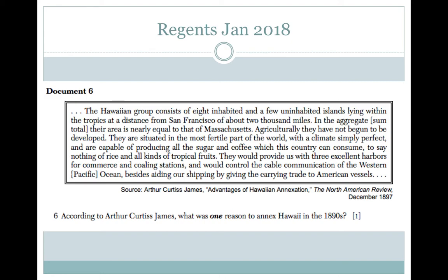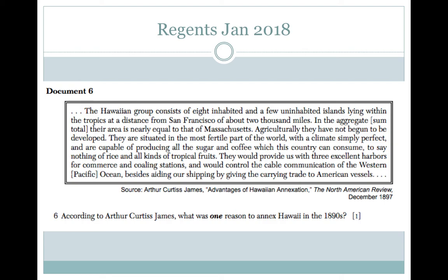Here's how they bring geography into the DBQ questions. So here's a DBQ question, right? And they're asking us, according to the author, in this case James, what was one reason to annex Hawaii in the 1890s? So one easy thing to do for the students is make sure that your answer is inside the document. Literally, students get this stuff wrong because they start making up answers. Okay, get it from the documents. You can take a line from the documents and bring it into your answer.